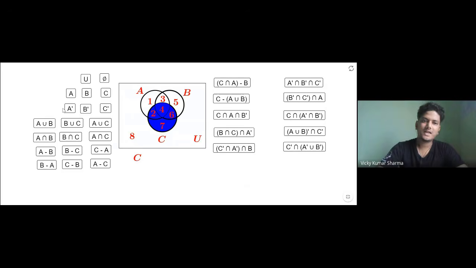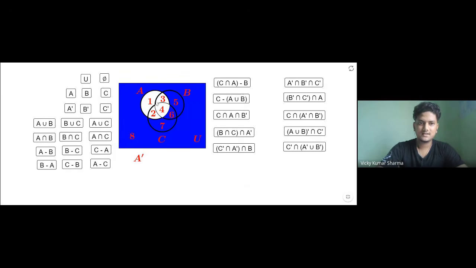Okay. Now, what do we mean by A complement? If I highlight that region, you can see this. A complement means all those elements except A. You can see it's basically the elements 5, 6, 7, and 8. Similarly, you can do it for B complement and C complement.